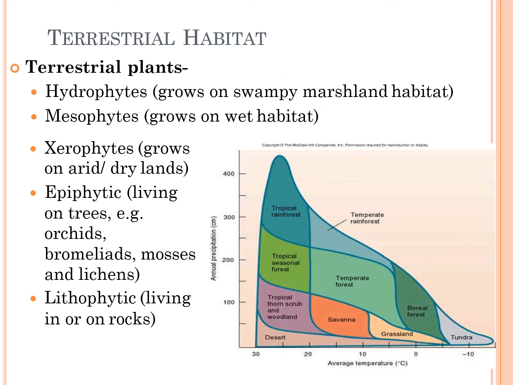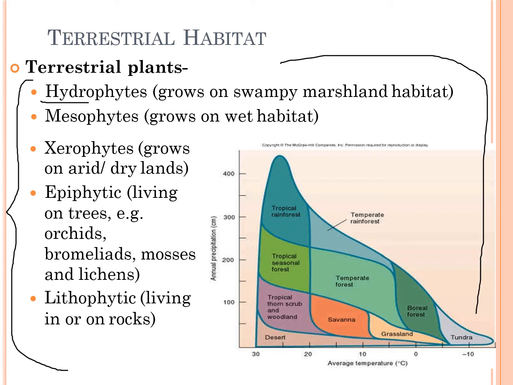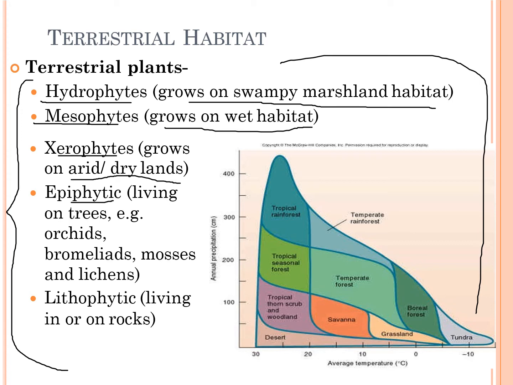Talking about terrestrial plants, some of the plants observed in these forests are Hydrophytes, which grow in swampy marshland habitat. We have Mesophytes, which grow in wet habitat. We have Xerophytes, which grow on dry and arid lands. We have Epiphytes, which live on trees, such as orchids, bromeliads, mosses, and lichens. We have Lithophytes, which live in or on rocks.